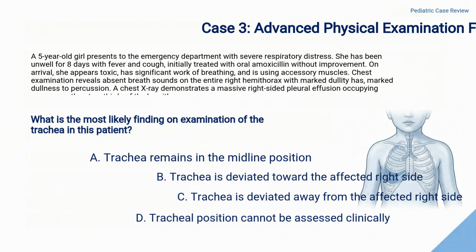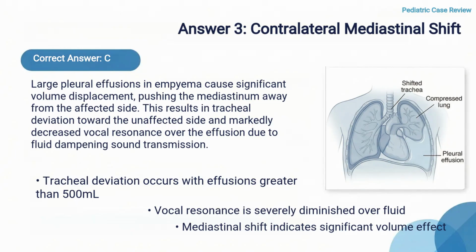What is the most likely finding on examination of the trachea in this patient? Option A. Trachea remains in the midline position. Option B. Trachea is deviated toward the affected right side. Option C. Trachea is deviated away from the affected right side. Option D. Tracheal position cannot be assessed clinically. The correct answer is option C. Trachea deviated away from the affected right side.